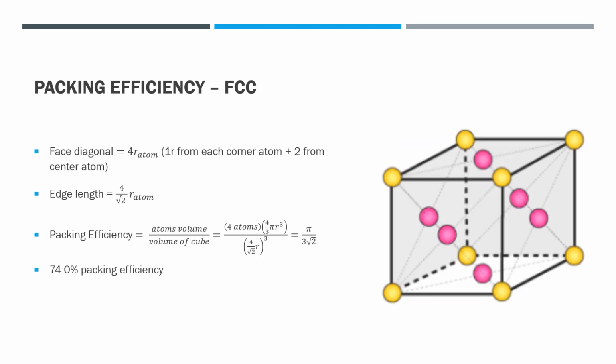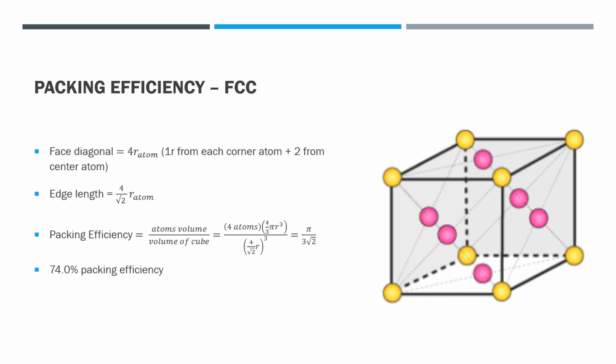Okay, so now we're going to do the same exact thing with FCC, so you'll see the same procedure, right? We're going to look and see how these atoms must stack in order to form FCC. Then we're going to look at what is the edge length in terms of the radius of the atom, and then do the volume of the atoms divided by the volume of the entire cube.